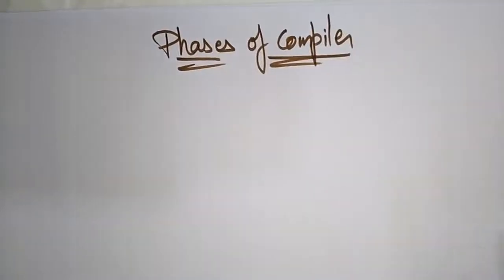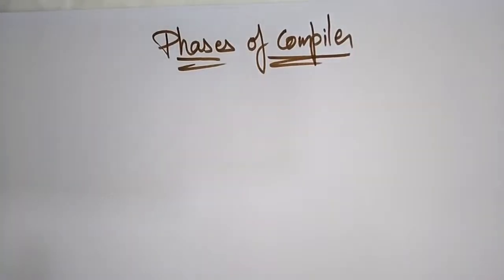Students, welcome back. Coming to the next topic in compiler design: phases of compiler. In this topic, we are going to learn about the exact structure of the compiler. In the previous video, I explained the language processing system: whatever high level language program you write is converted into assembly language, and that into machine code.